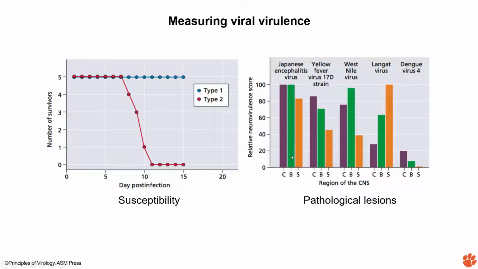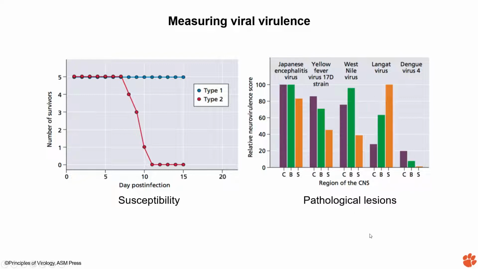Here is the cerebrum, then you have the brain stem, and then you have the spinal cord. These are the different regions of the central nervous system, and you can easily see how they differ depending on where the inoculation is. This Langat virus replicates the most when the route of inoculation is the spinal cord. On the other hand, for these, the spinal cord is kind of okay. Here you can see that the brain stem is the main thing. Here, cerebrum and brain stem are both good. Spinal cord is a little bit less.